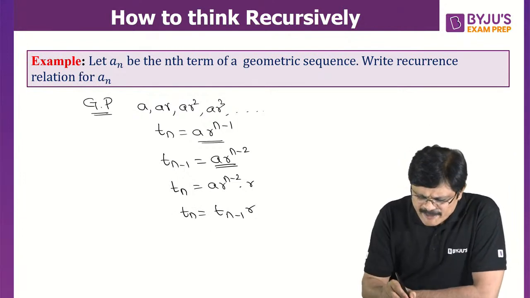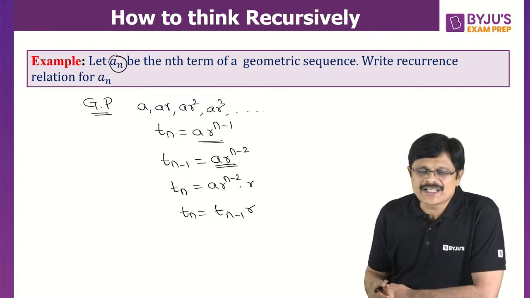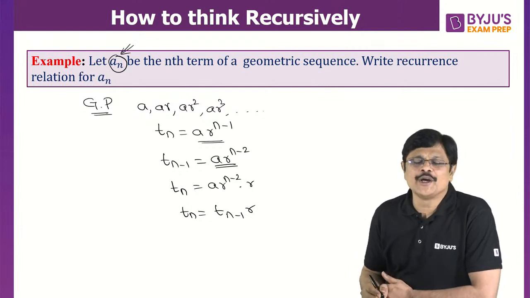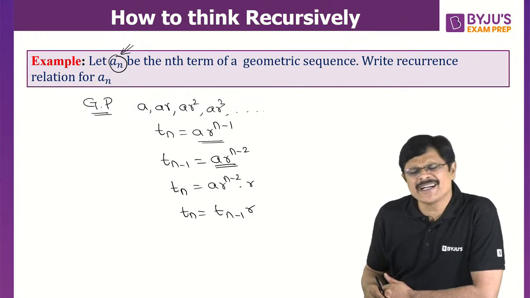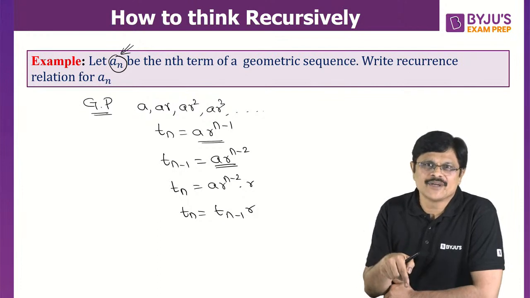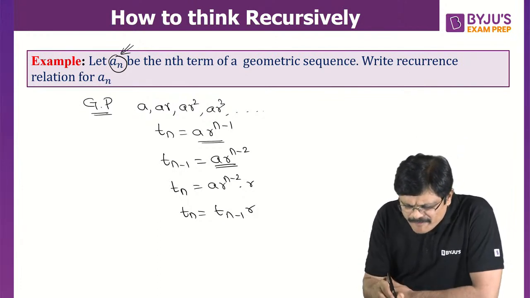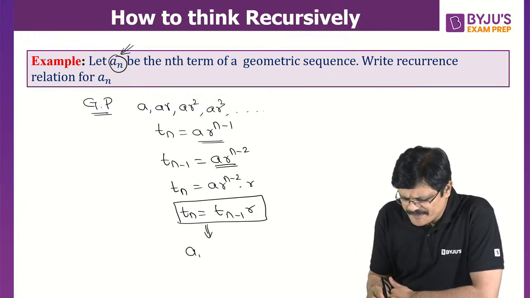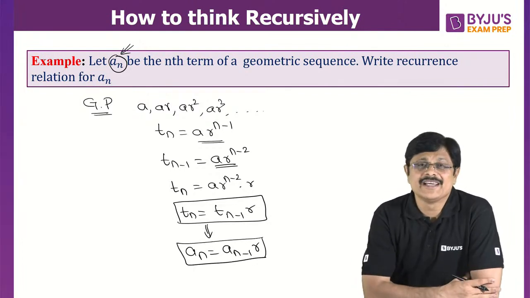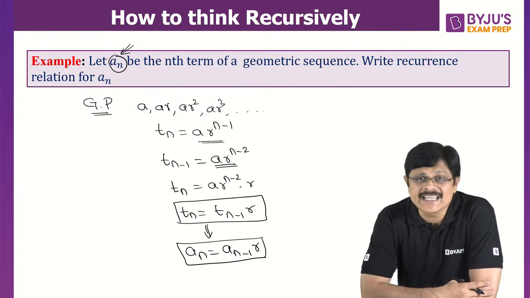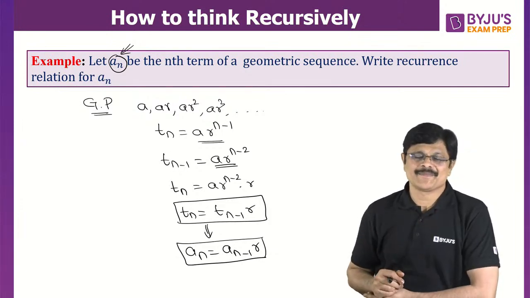Here I used Tn, this question used An, my dear friends. We need to understand the notation. Sometimes we use a regular notation, but in examination they may give a different notation. Don't panic. Don't run away. It happens. Because we generally use Tn as nth term, but here they used An. So wherever T is there, you can write An. An is equal to An minus 1 into r. So this is your formula, my dear friends. This is how we can express the nth term of a geometric sequence in terms of the previous terms.